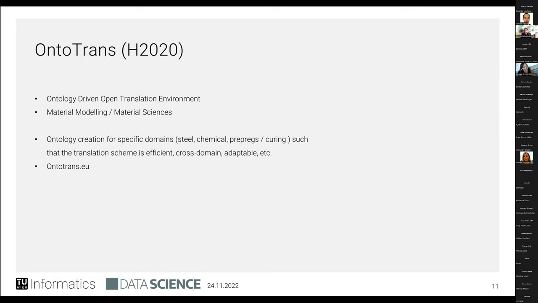Now another project. I'm going to show you further data management plan creations from two Horizon 2020 projects which are running currently. The first one, OntoTrans, is a project that focuses on an ontology-driven open translation environment. So it creates an open translation environment. Translation in this context is not what you think of when you do language translation, but it's more about transfer of expert knowledge to solve industrial applications, innovation cases.